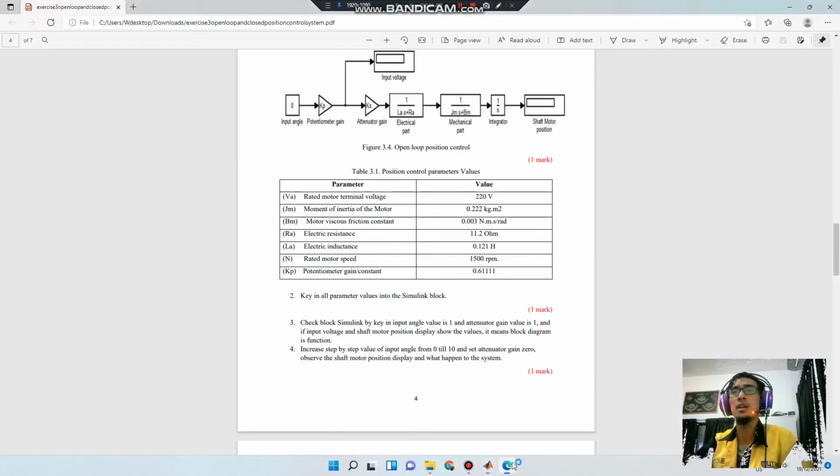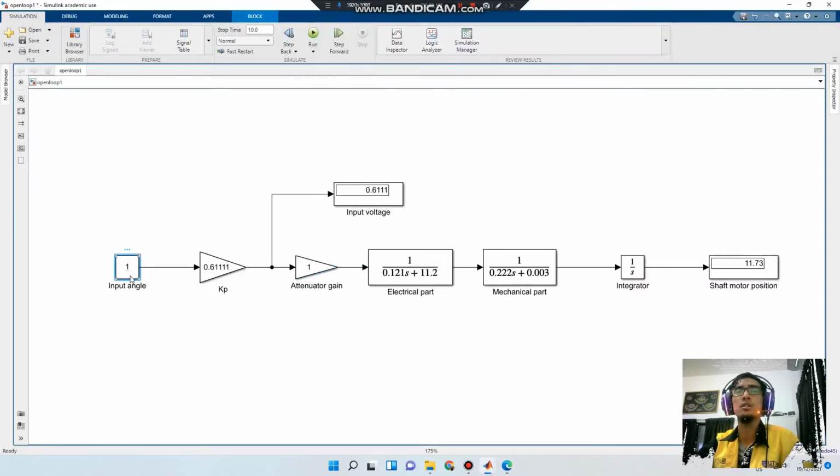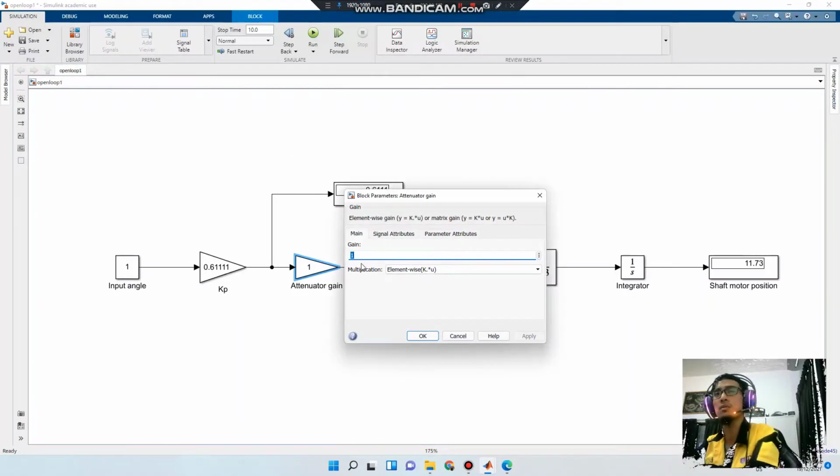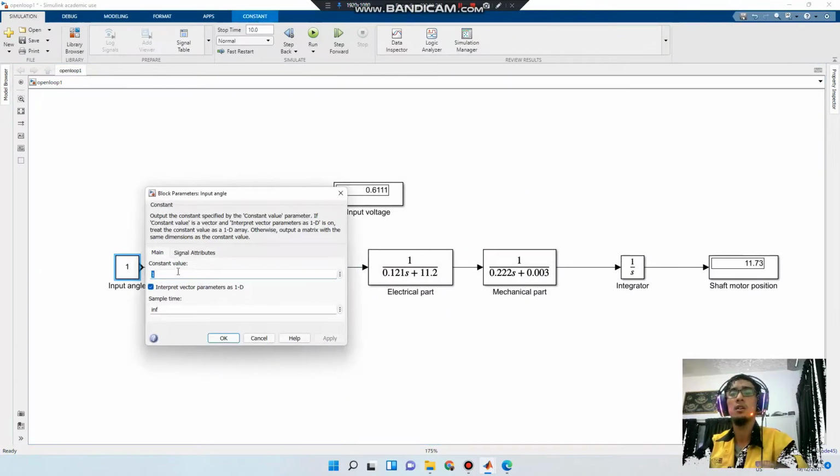Next is the function check. The fourth step is to increase the input angle step by step from 0 to 10 and set the attenuator gain to 0, and we will observe the shaft motor position display and what will happen to this system. So input angle 0 to 10, and the gain is set to 0. Firstly, 0.